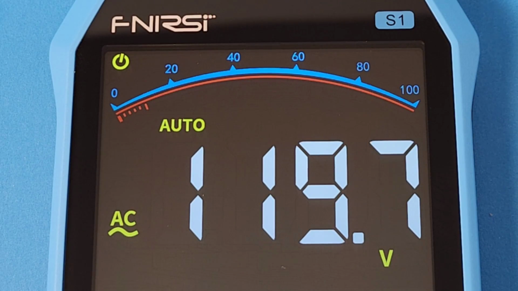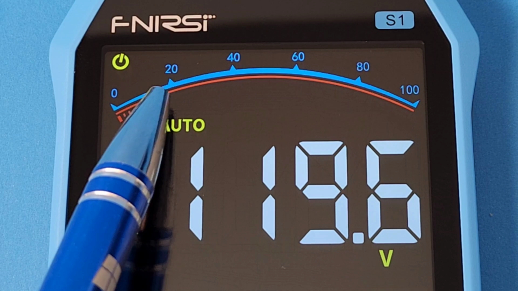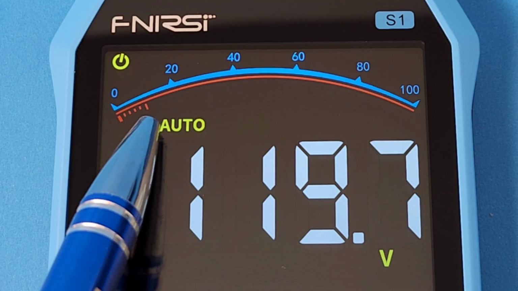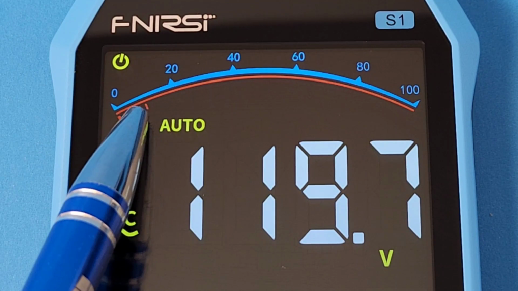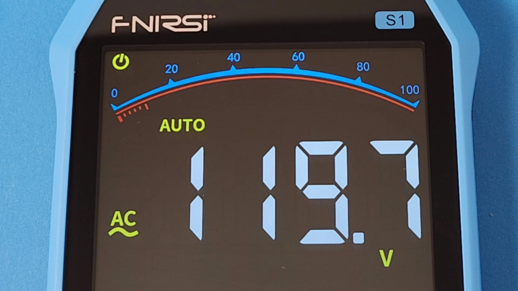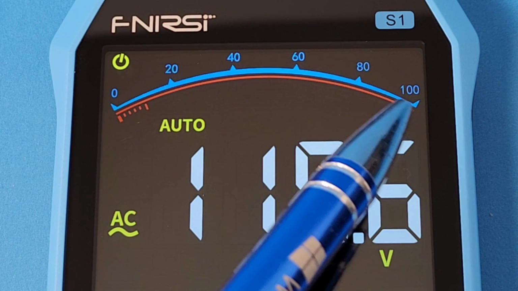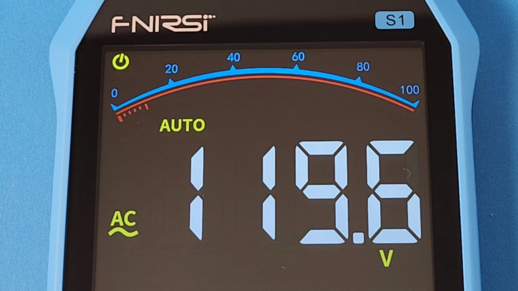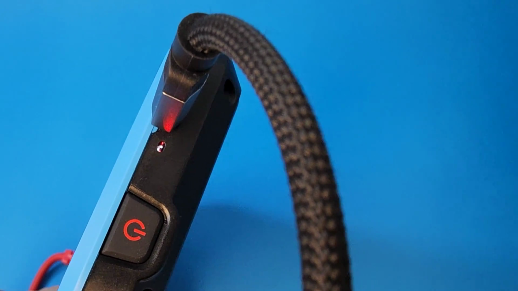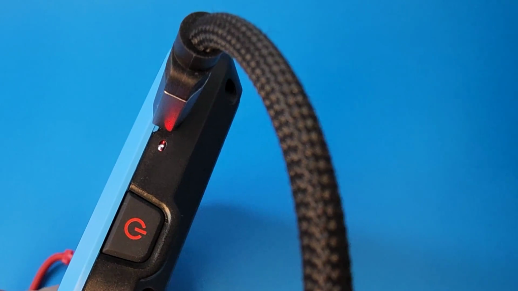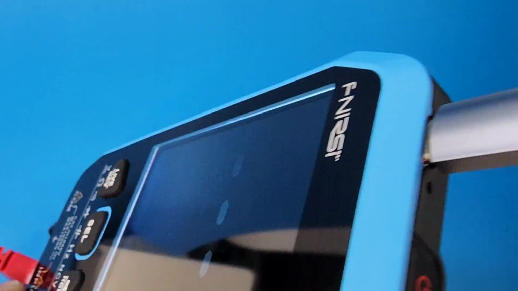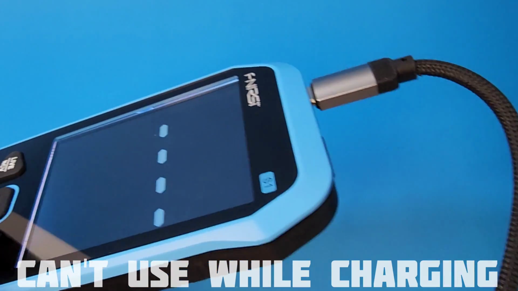Something else that's interesting is that bar scale as well. Look at that. So this, I'm assuming, is around 200 volts reference, and being at 120, we're just over the halfway mark. So in this case, this would probably go up to 1,000 volts. Now, when you're charging the meter, you have that nice red LED just letting you know that indeed it is in charging mode. But unfortunately, you can't use it while you're charging.